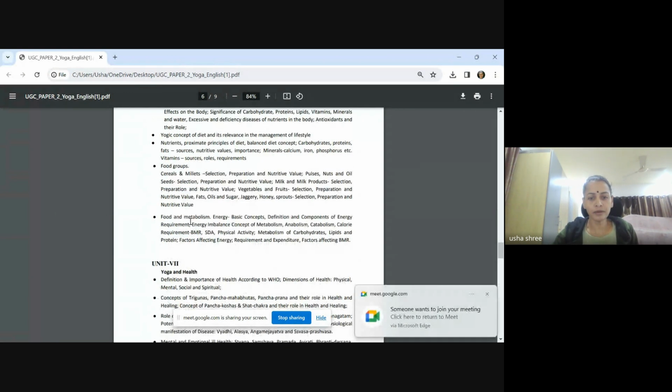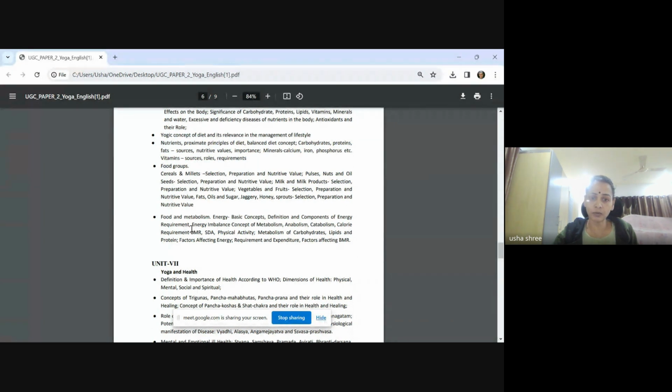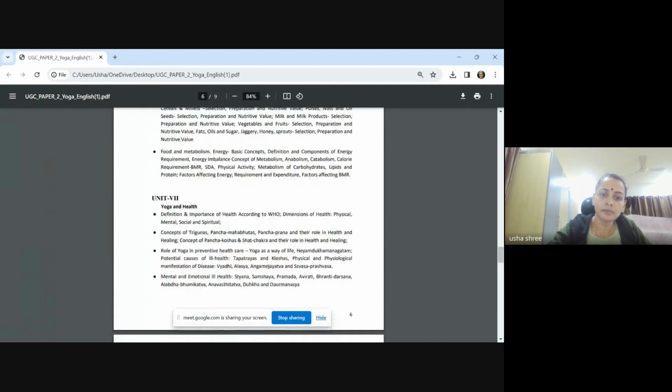And then food and metabolism, the concept of energy would be discussed, components of energy requirement, energy imbalance, concept of metabolism, anabolism, catabolism, the calorie requirement, what is BMR, what is BMI, all these things will be discussed. Physical activity, what is metabolism of carbohydrates, lipids, and proteins, factors that affect energy requirements and expenditure, factors affecting BMR. Okay, so that was about the 6th unit.